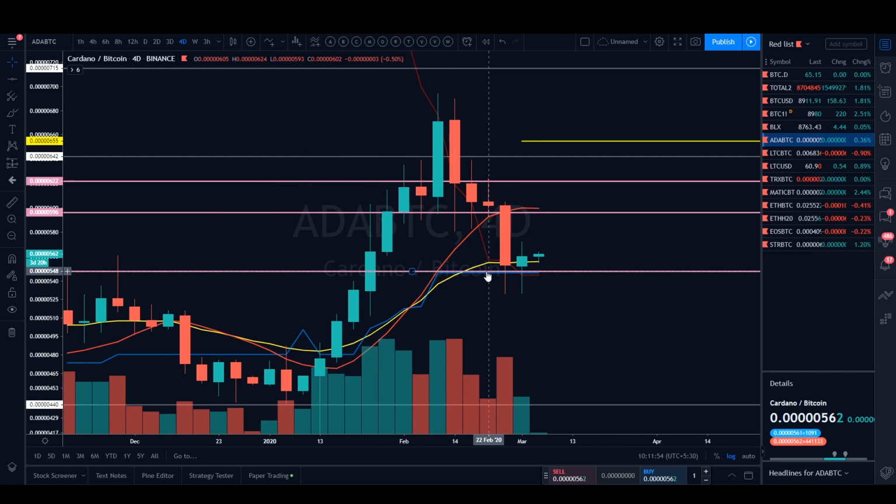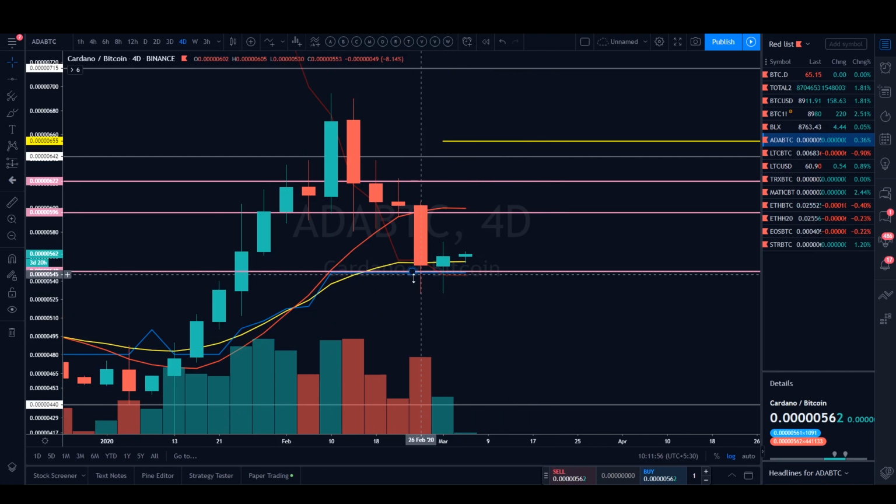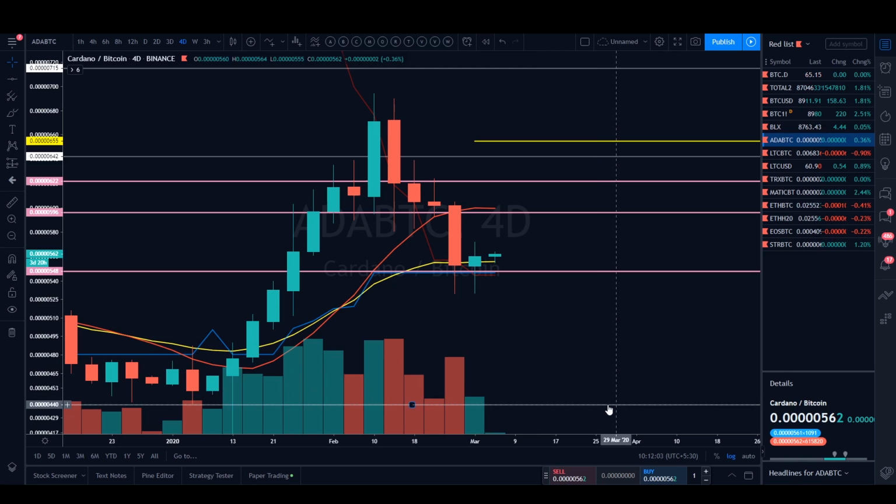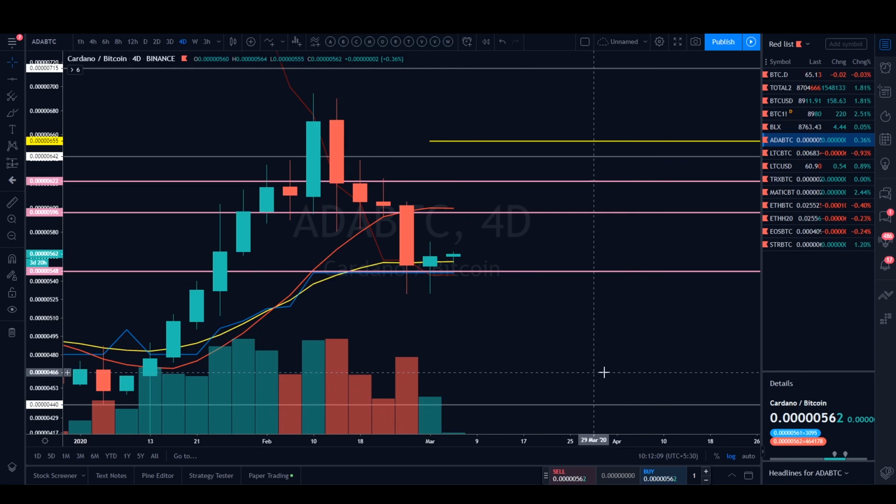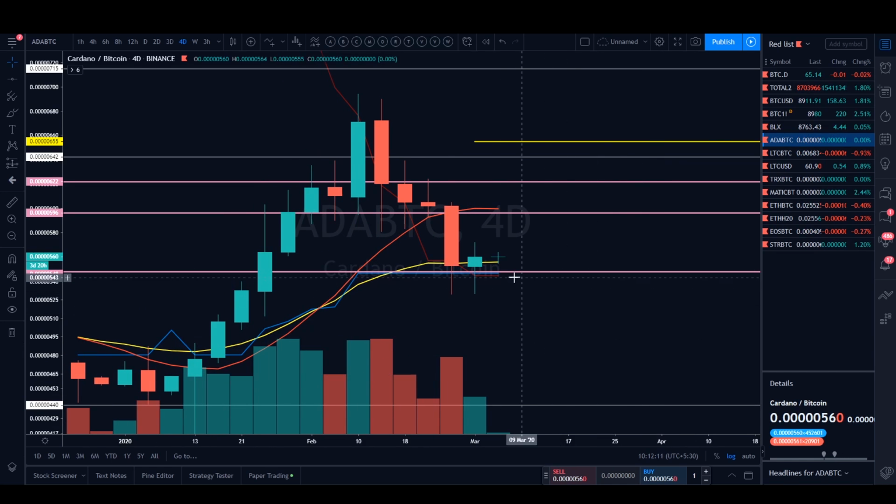In fact, I think it's only if and only if we lose that that we could actually see a further continuation to the downside, possibly even coming down to this zone of resistance at 440, which is basically a 20% move to the downside. So something to note there.